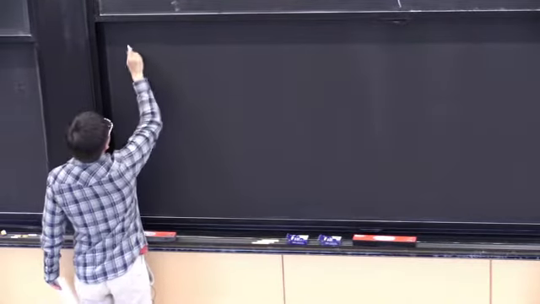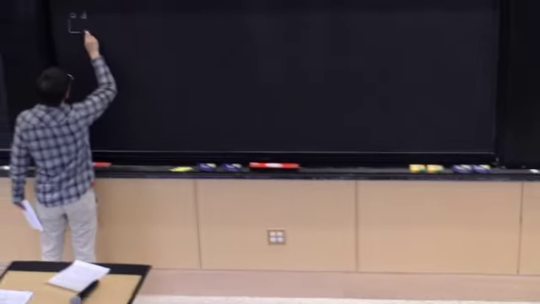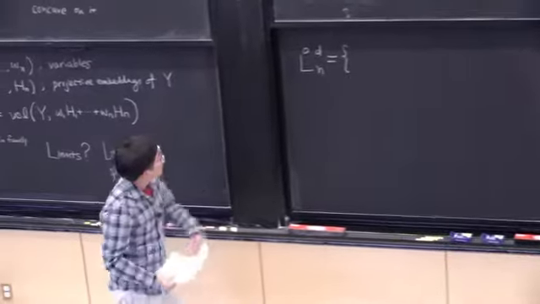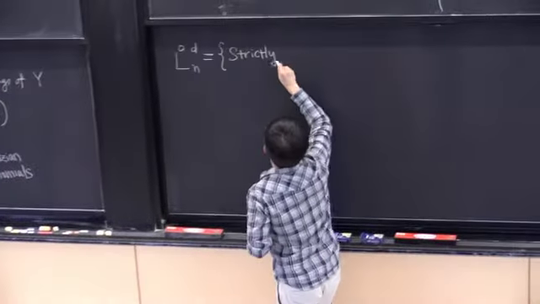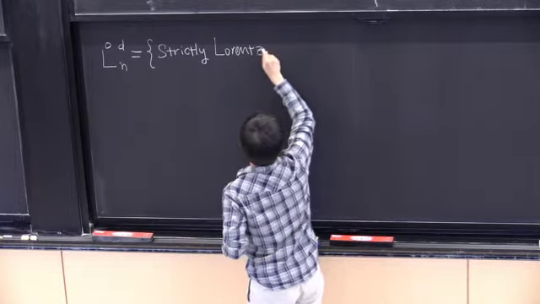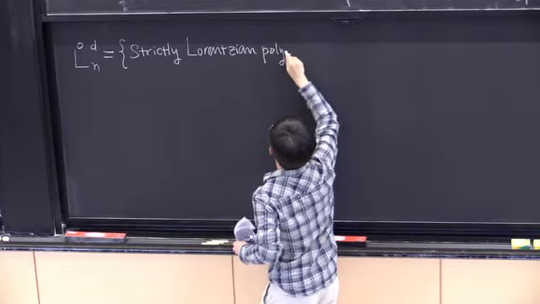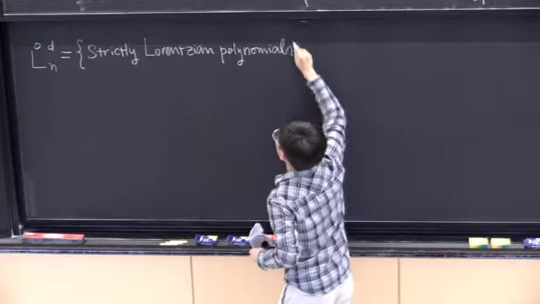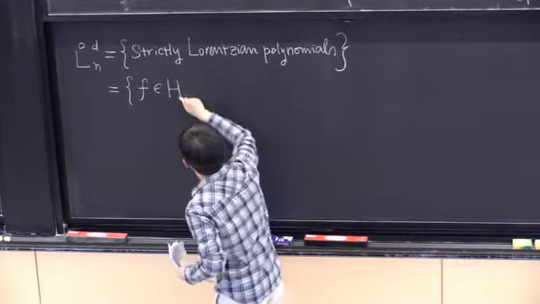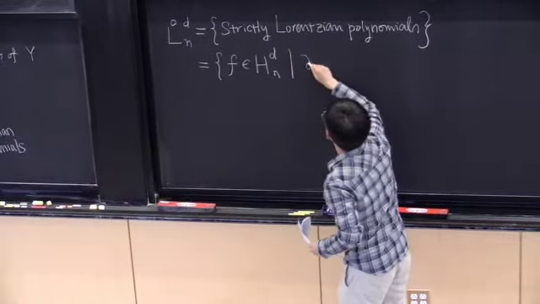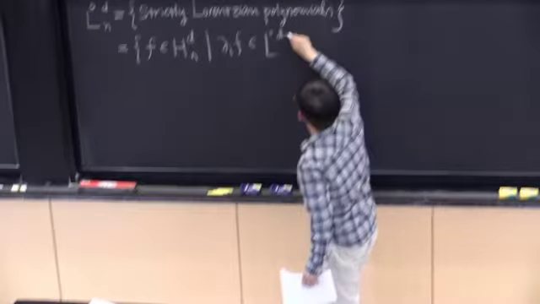And when d is greater than 2, I'm going to denote L naught dn to be the space of strictly Lorentzian polynomials. By which I mean those polynomials that are homogeneous of degree d in n variables with the property that the ith partial derivative of f is strictly Lorentzian of degree d minus 1 for every index i in n.